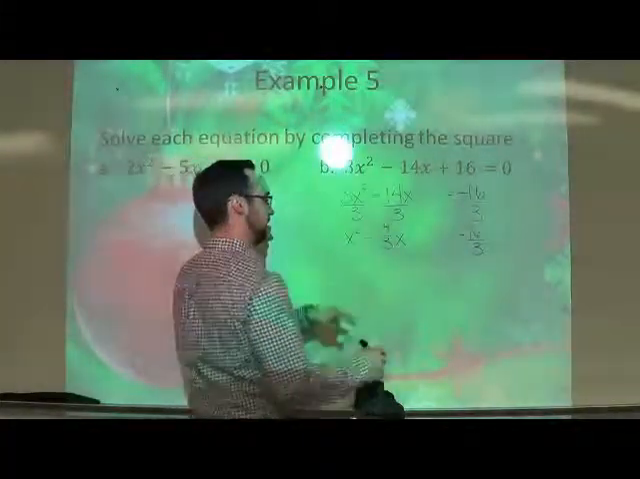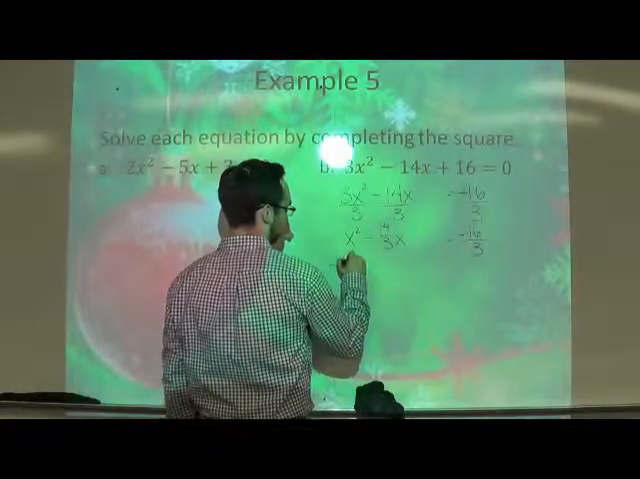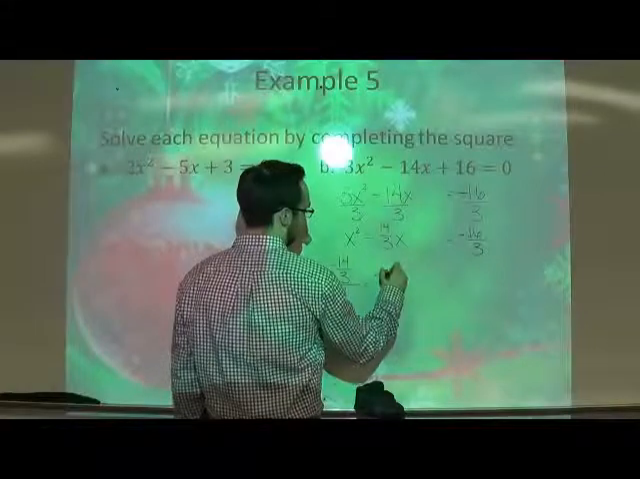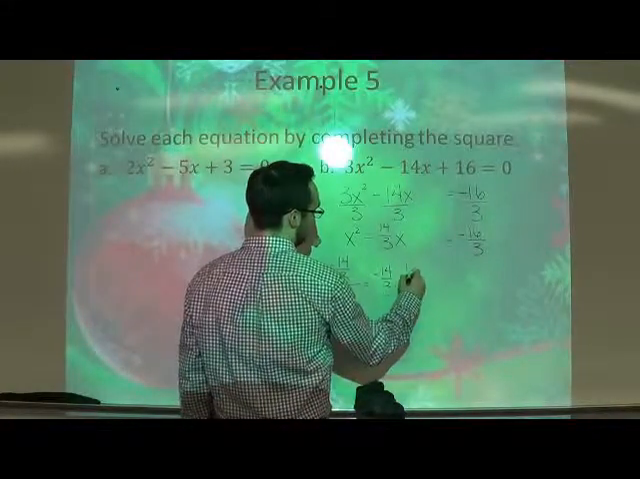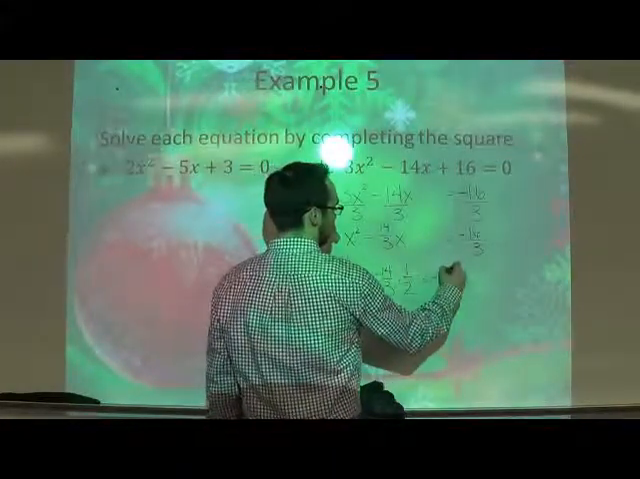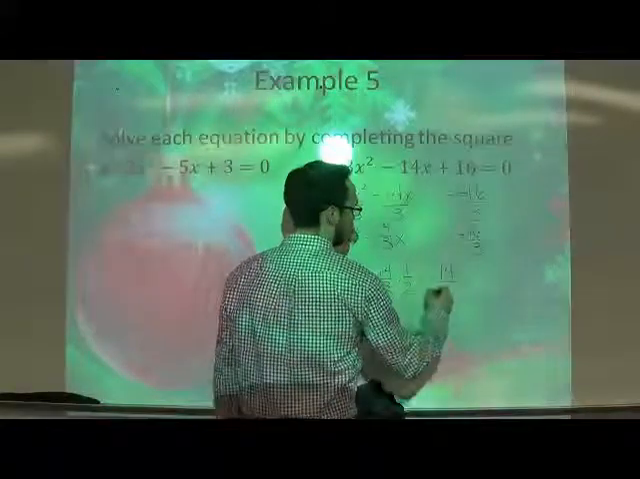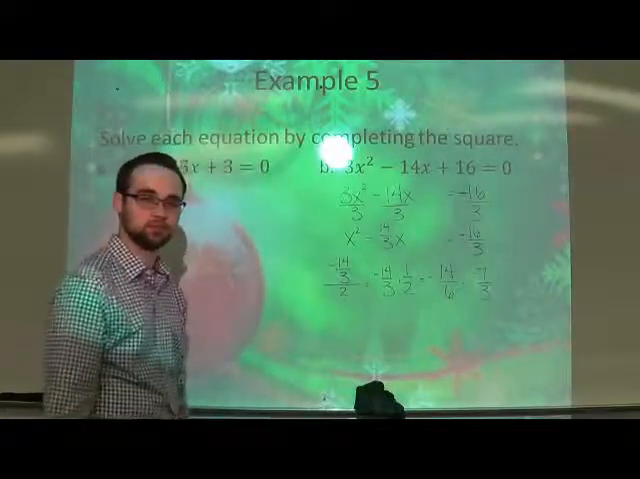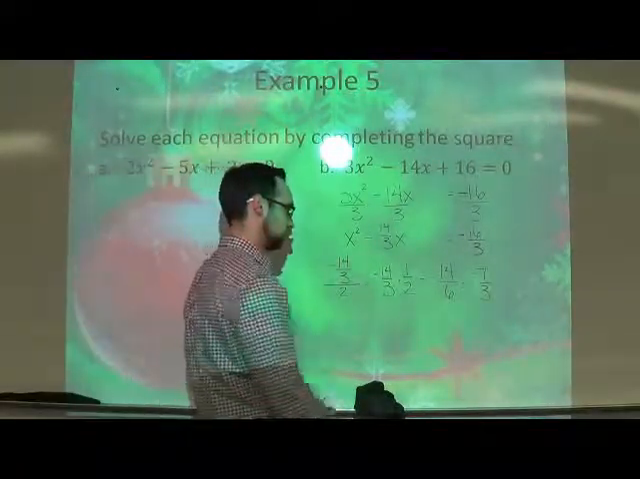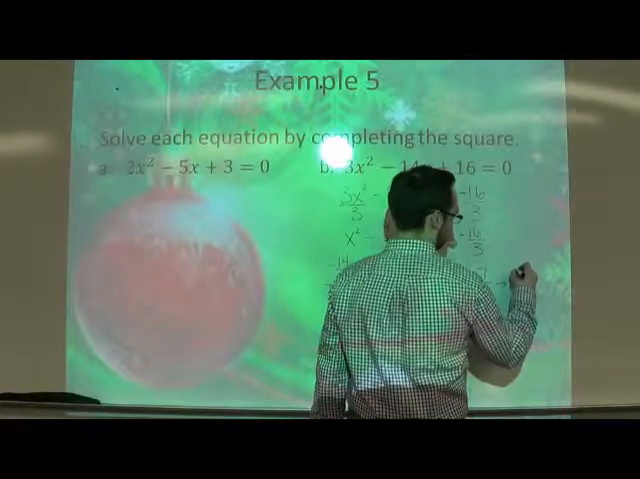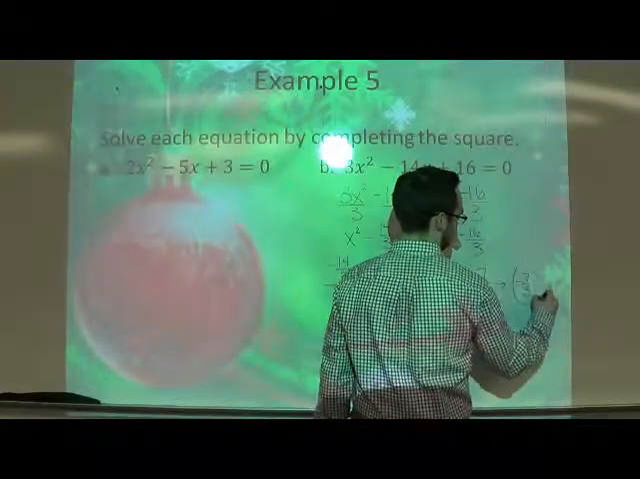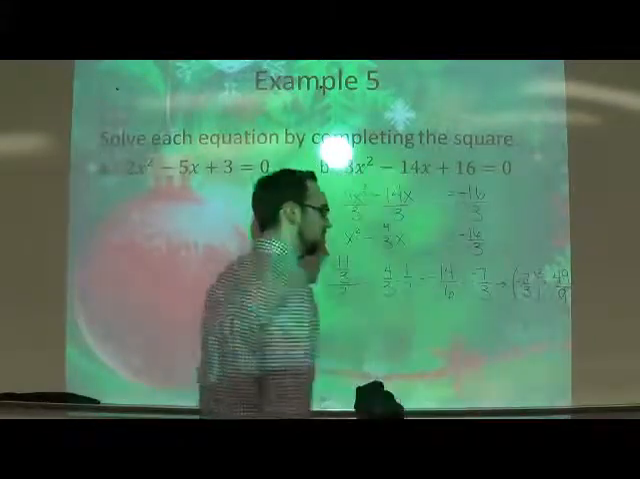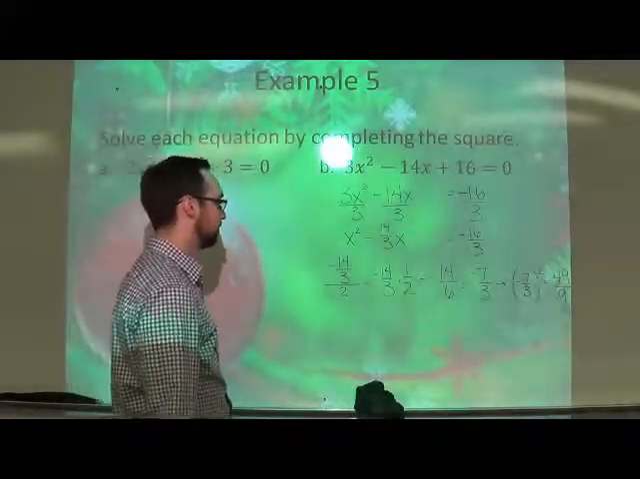Let's take this value, the negative 14/3, divide by 2, which remember that really means multiplied by the reciprocal, which is 1/2. So I get negative 14/6, reduce it, negative 7/3. Square it. So I get 49/9. That's the value we're going to add to both sides.